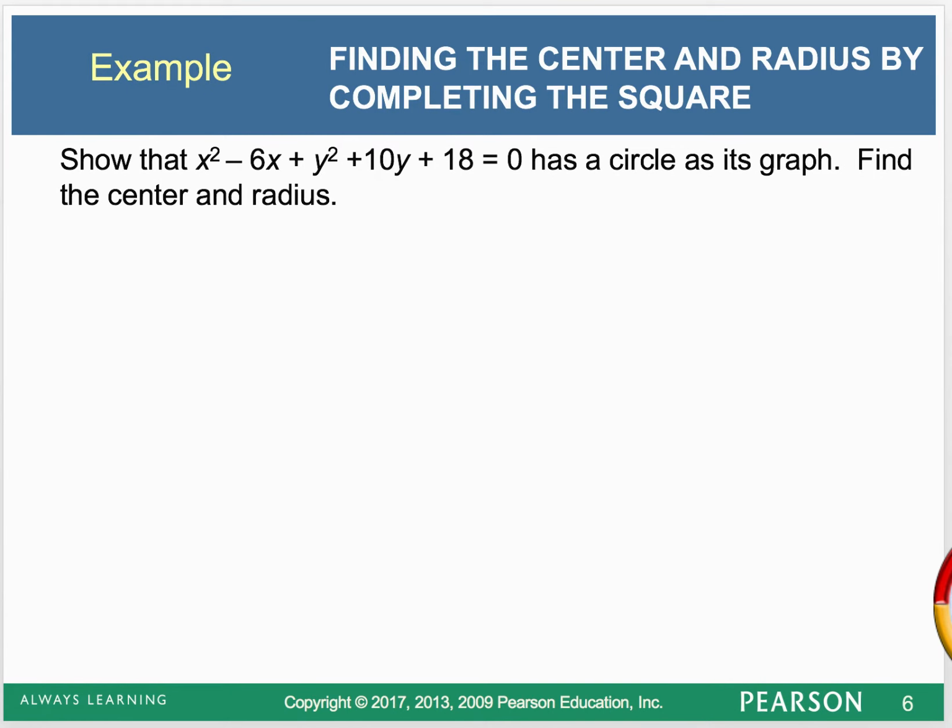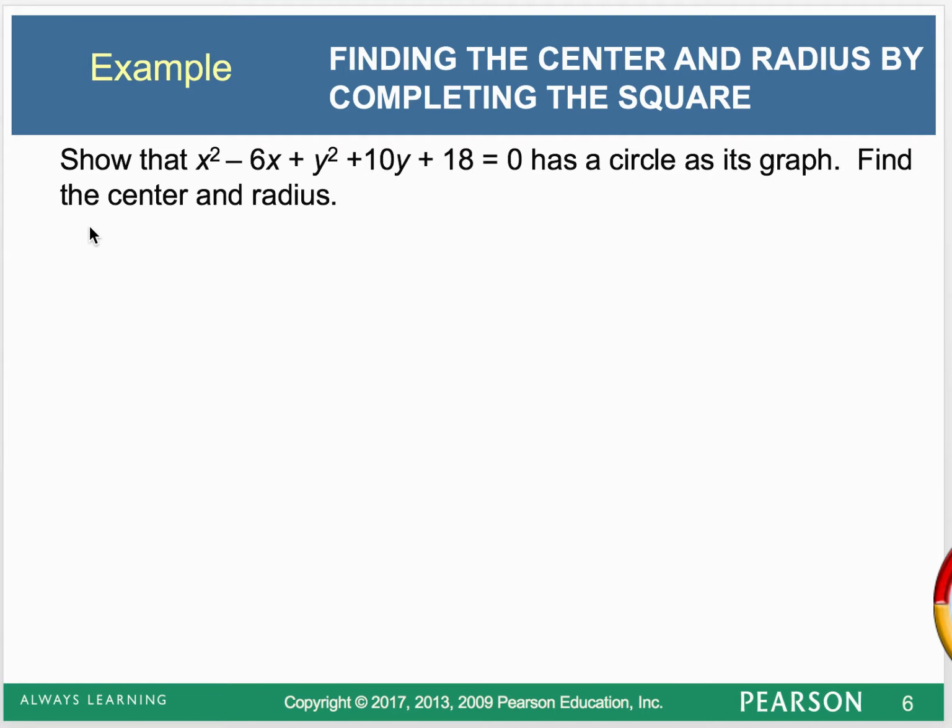Let's look at it. Okay, it's going to involve completing the square. So you might want to keep up with these steps somewhere. Notice I don't have them written on the slides.